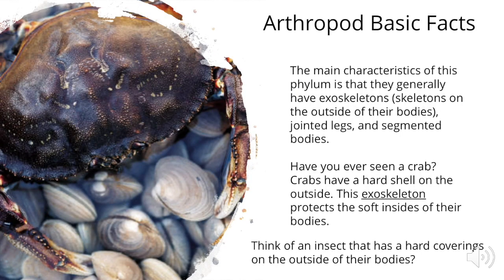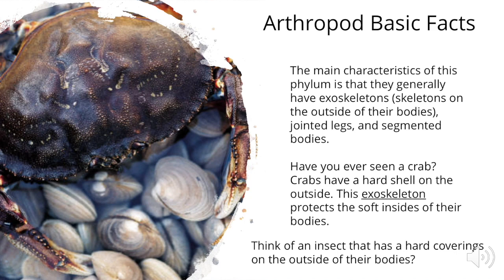Okay? The main characteristic of this phylum is that they generally have an exoskeleton. That is a skeleton on the outside of their bodies. They have jointed legs and segmented bodies. Have you ever seen a crab? Crabs have a hard shell on the outside. You see these clams over here, and they also have a hard outside, right? This exoskeleton protects the soft insides of their bodies.